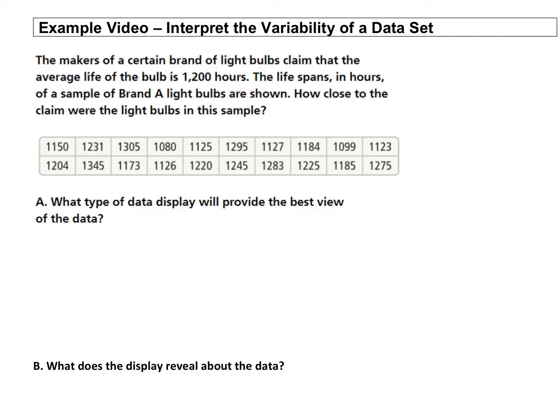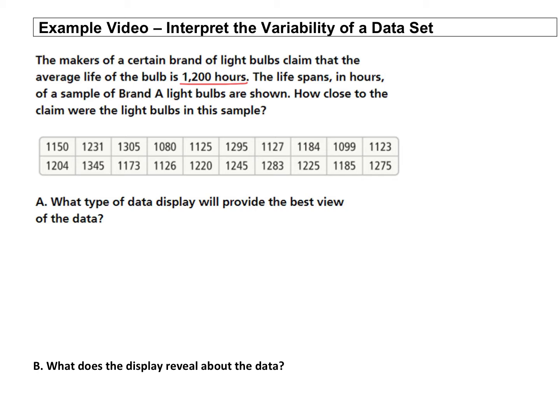In this video, we are going to look at interpreting the variability of a data set. In our example, the makers of a certain brand of light bulbs claim that the average life of the bulb is 1,200 hours. The lifespans in hours of a sample of brand A light bulbs are shown. How close to the claim were the light bulbs in this sample?